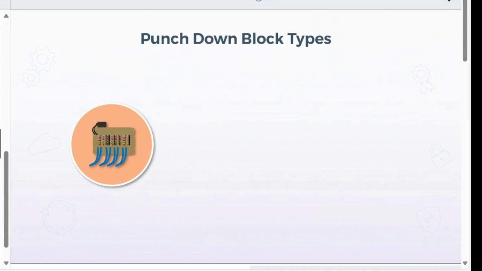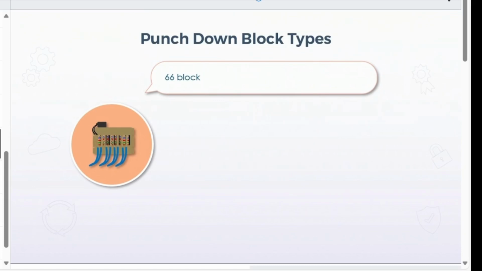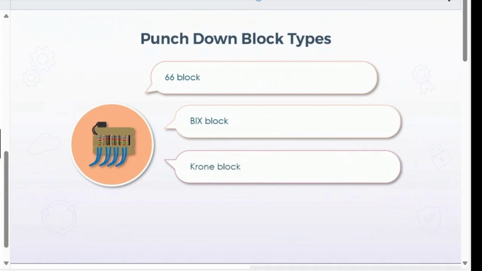Finally, in terms of the types, as mentioned earlier, there is a 66 block, which was most commonly used with the original analog phone systems. A BIX or BIX block is a proprietary type developed by Nortel Networks, so it's typically found only in use with their equipment. A Krone block is effectively the European implementation, and of course the 110 block effectively supersedes the 66 block. Again, the type of block being used and its implementation will vary, but ultimately the block itself simply gives you a means to connect 2 bare wire ends to each other to complete a connection between those wires. So for any situation where this is required, the punch-down block is the solution.